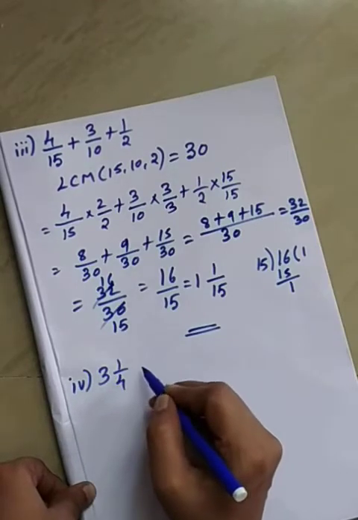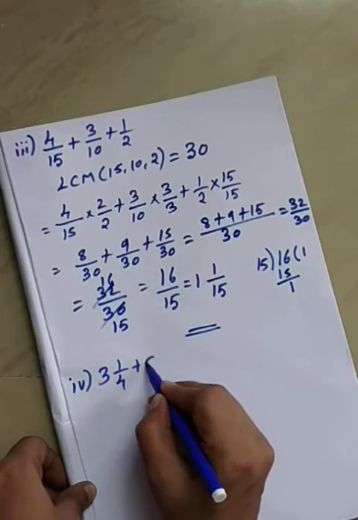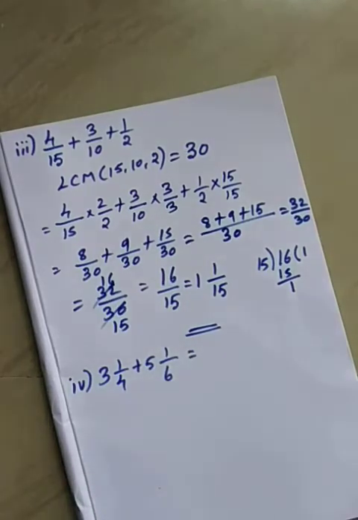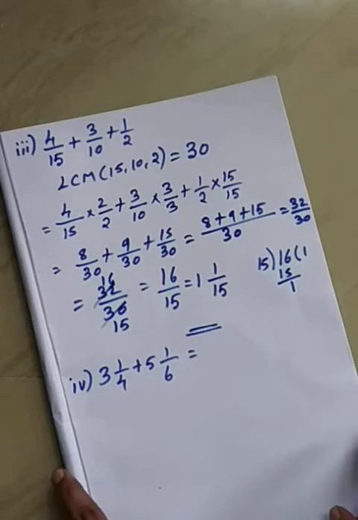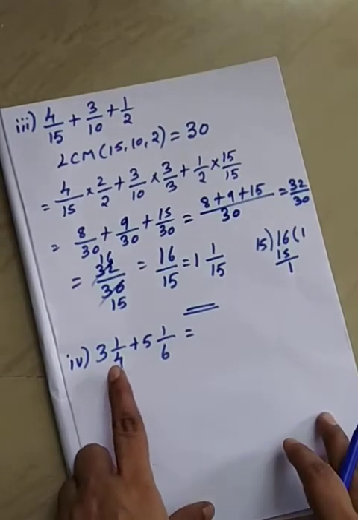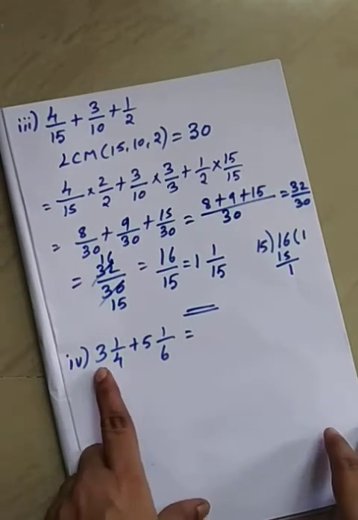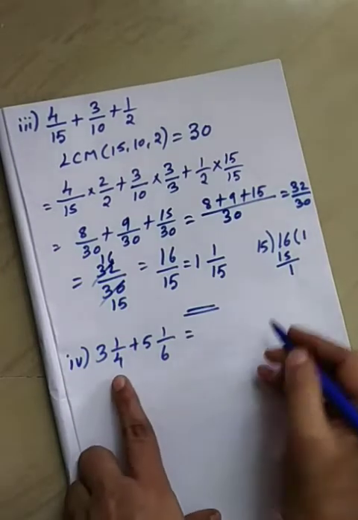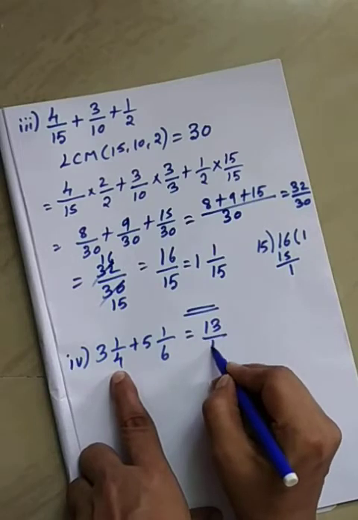3 into 1 by 4 plus 5 into 1 by 6. This is the mixed fraction. So first you have to simplify this one. See, already you know that. What is that? 3 into 4, 12. 12 plus 1, 13. So 13 divided by 4.